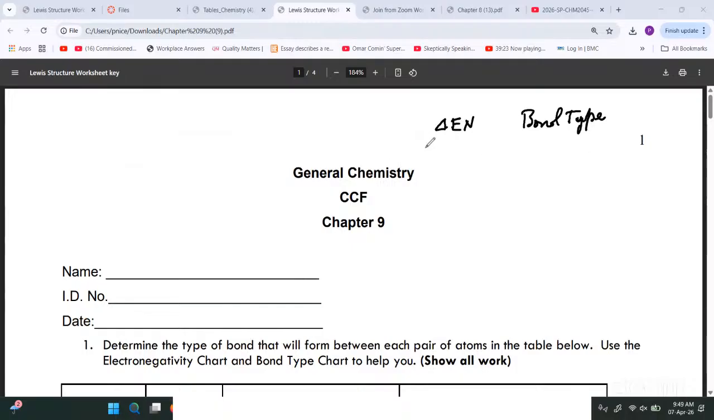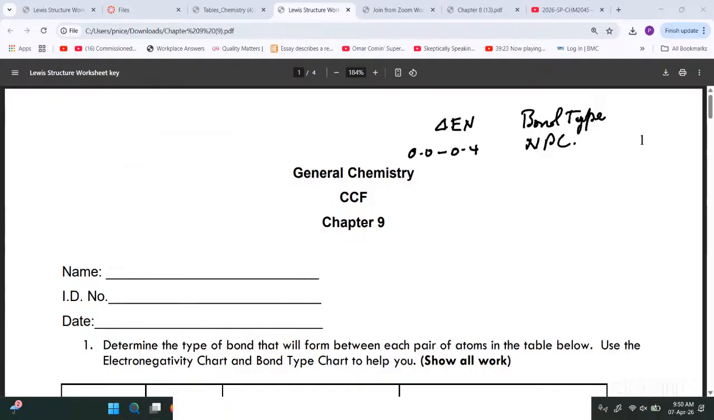If the difference in electronegativity goes from 0.0 to 0.4, then the bond type is nonpolar covalent. What do we mean by nonpolar covalent? Basically, the electrons are evenly shared between the two atoms connected by that bond. If you have two identical atoms, like one oxygen bonded to another oxygen, or one chlorine bonded to another chlorine, there's no difference in their electronegativity values, so the shared electrons will be shared evenly.